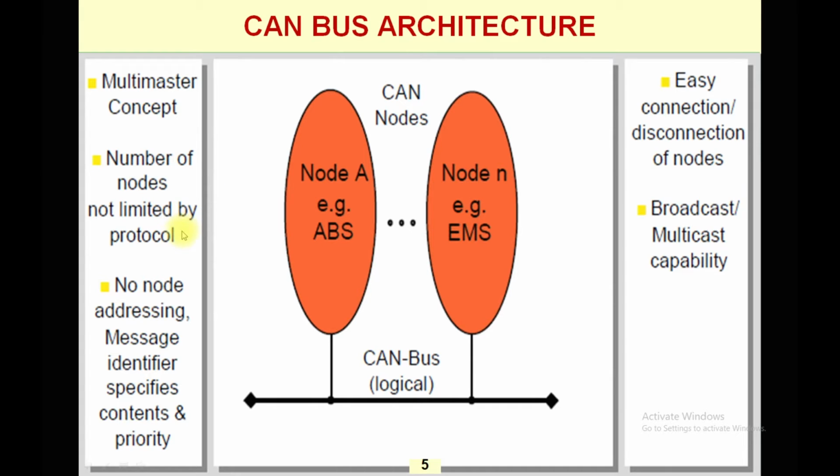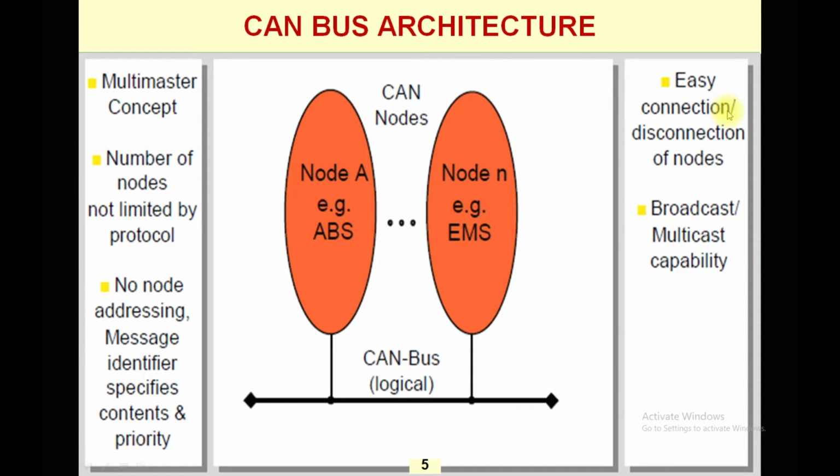The number of nodes is not limited by the protocol. There is no node addressing, because the message identifier specifies the contents and priority. Because of the presence of the message identifier, messages are sent with the corresponding priority. Lower the message ID, higher the priority. So let us look at this in detail soon.